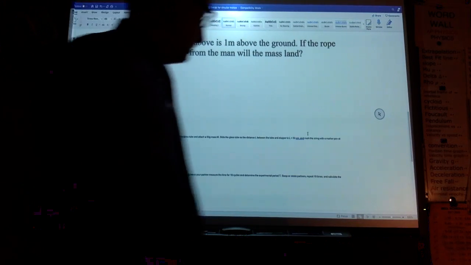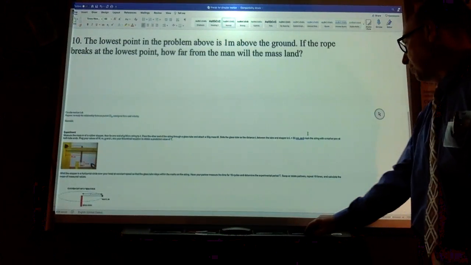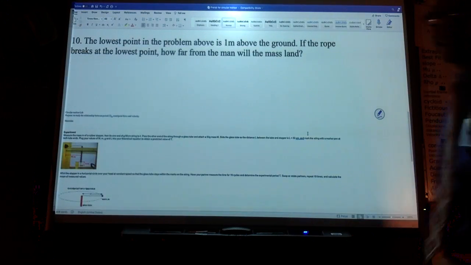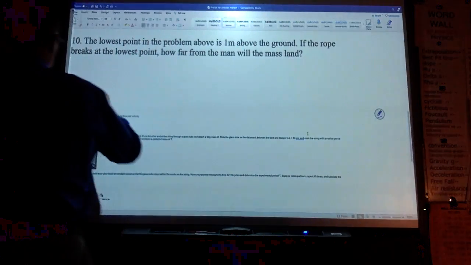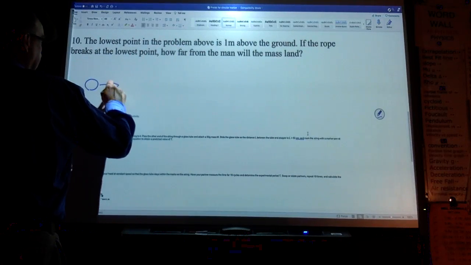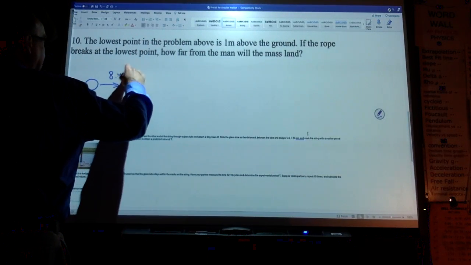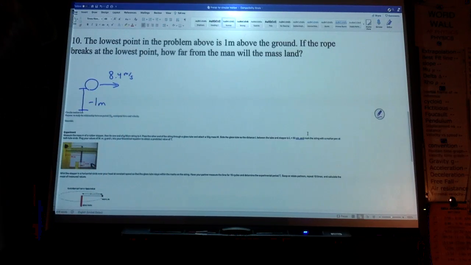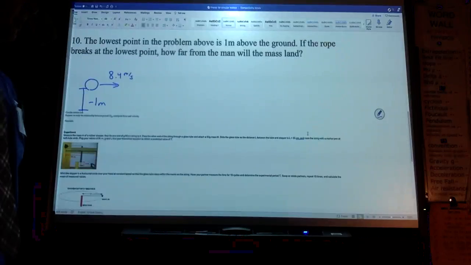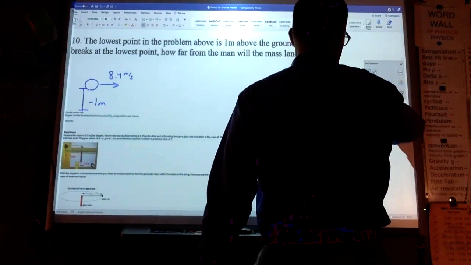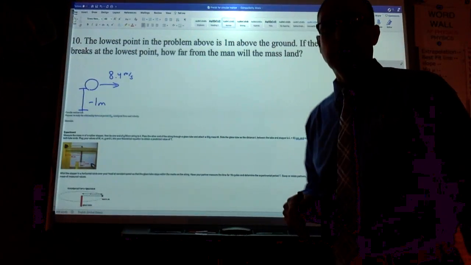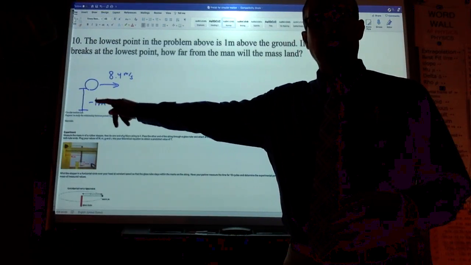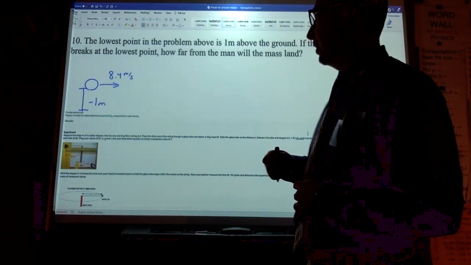All right, so the lowest point in our problem is 1 meter above the ground. If the rope breaks at that lowest point, how far from the man will the mass land? So in this vertical circle, we're breaking at this point, and it's going 8.4 meters per second. It's going to fall down 1 meter. So what I'm going to do is make a y direction chart to find out how long it's in the air, and then an x direction chart to find out how far it goes horizontally, what our range would be.